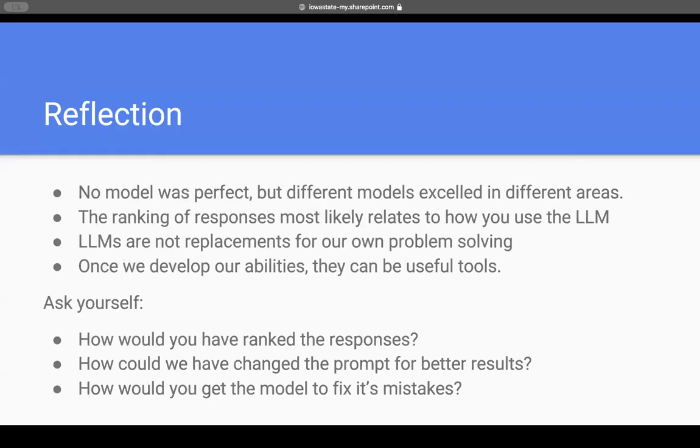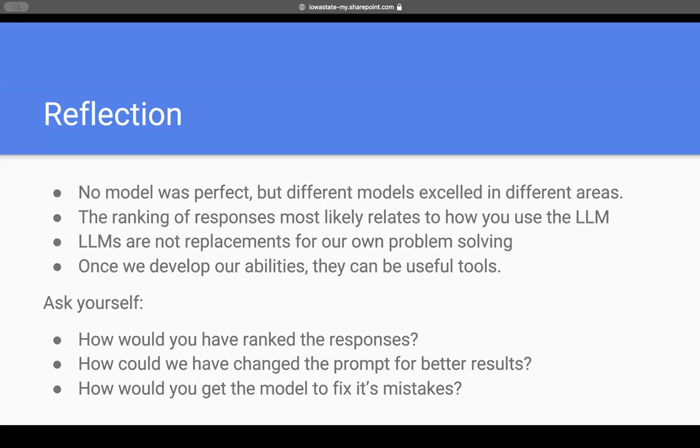So, in summary, we've seen that none of the models was really perfect, but they can have their own pros and cons. You can rank them based on different criteria that you're looking for. They're not really replacements for problem solving, but they're more to double check, or if you know the steps but you don't really remember why, it might be able to give you a useful explanation that will help crystallize it.